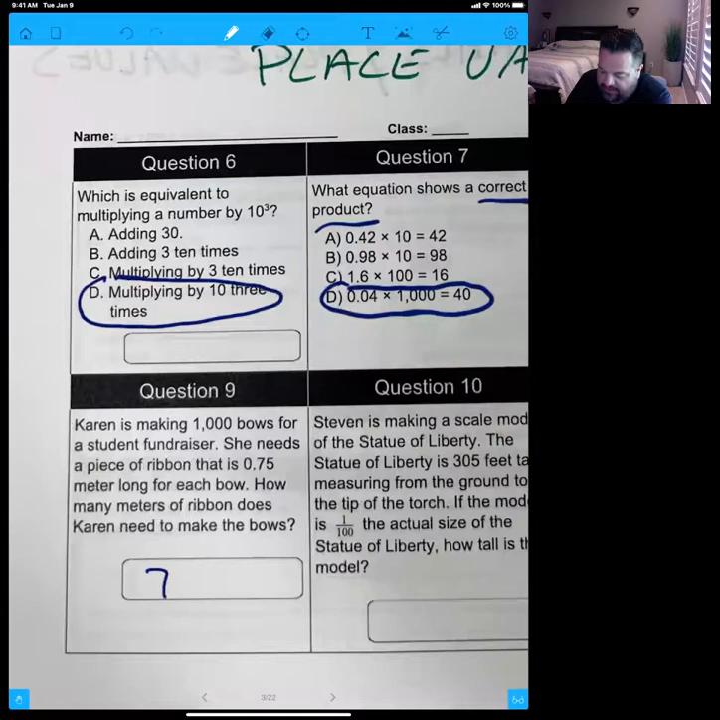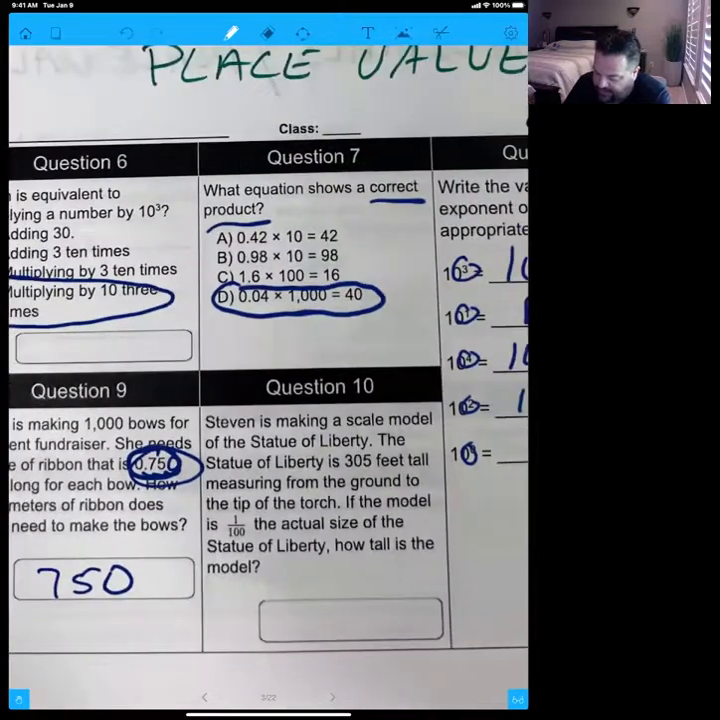This would be, she needs 750, you should have gotten. Remember, she needs 0.75, right, of a meter to make each bow, and she's making 1,000. So there's 3 zeros, and this is 1, 2, 3 moves. And that's how you would get the 750. But you got to read the words to know which direction to go, right? Number 10.